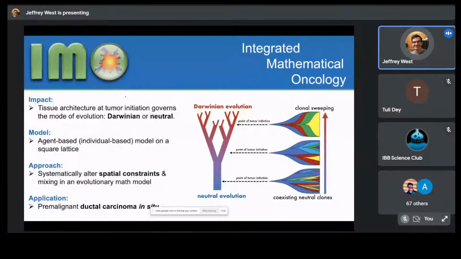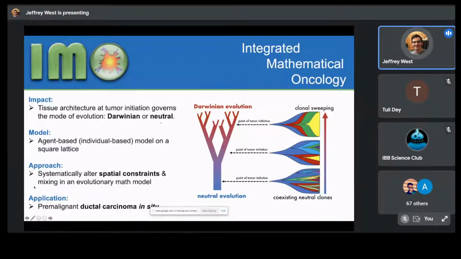is based on published results. I'll share the paper in a second, but I want to begin with the conclusion up front so that we don't miss it. What we found using this model is that tissue architecture, which I'll go through in a minute, at tumor initiation governs the mode of evolution. And by mode of evolution, I mean either Darwinian evolution or neutral evolution.